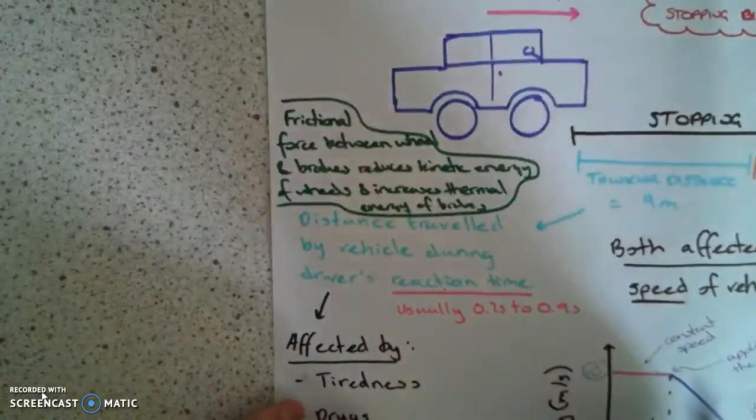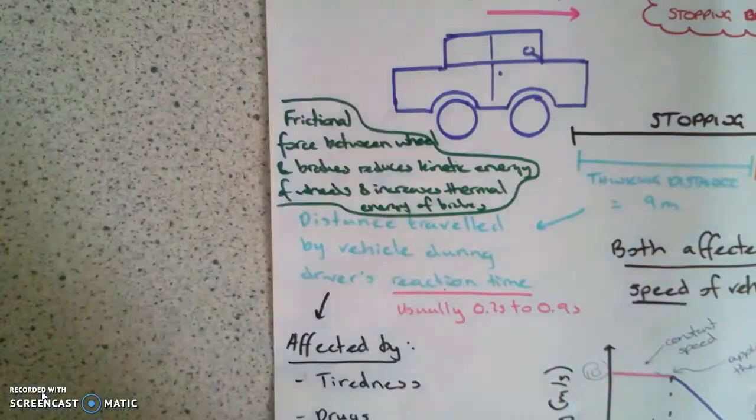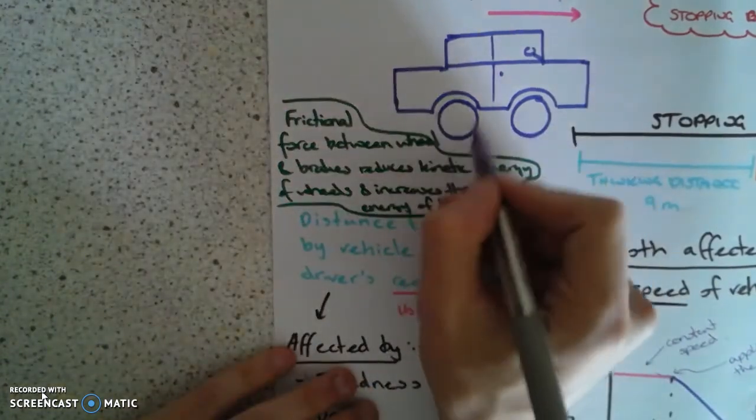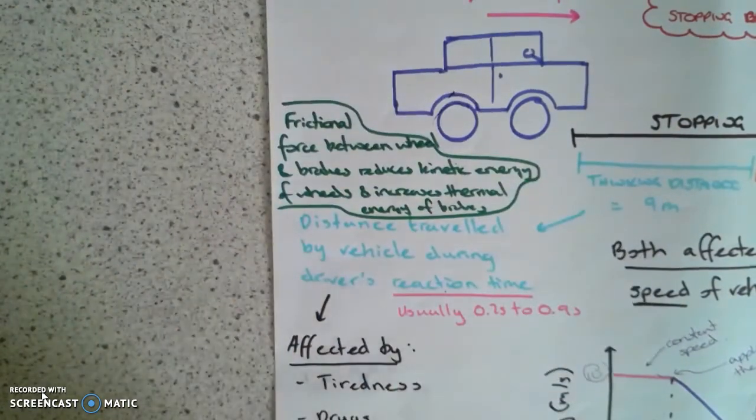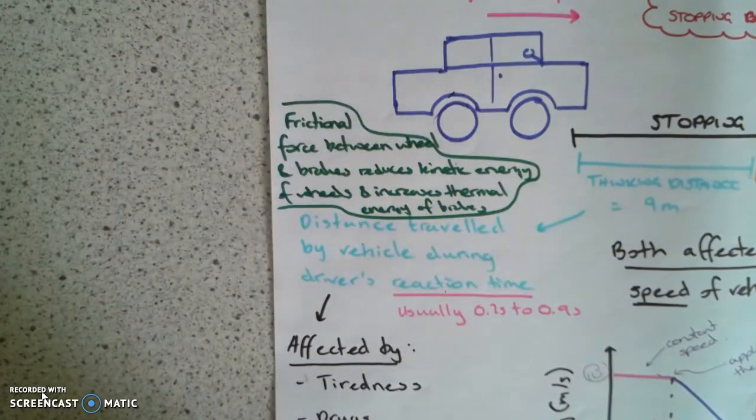Final thing really is this part here, and it's to just remember that the reason why a vehicle stops is due to the frictional force between the wheel and the brakes. So here's the wheel, here's the brake pads, okay, and that reduces the kinetic energy of the wheels and increases the thermal energy of the brakes, and that's the reason why the brakes become very hot.